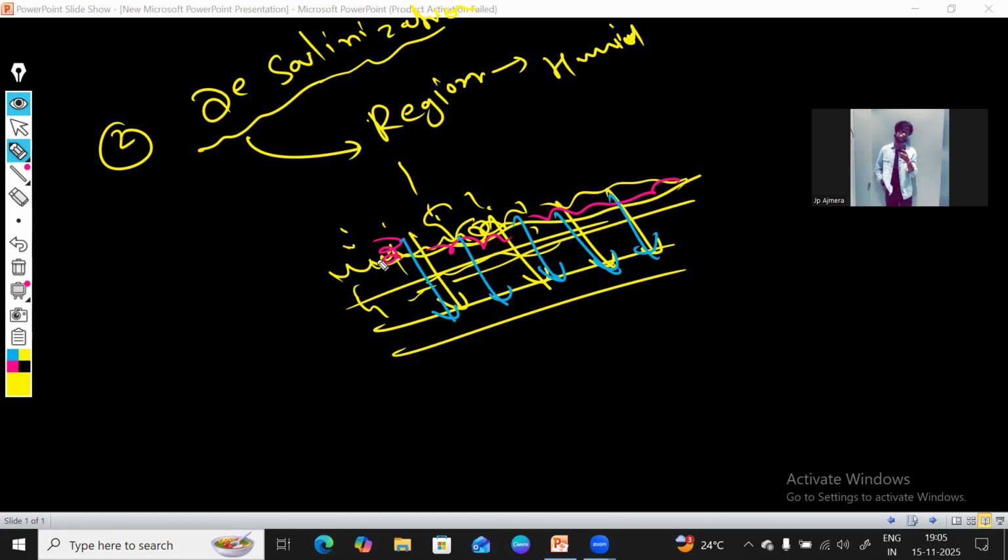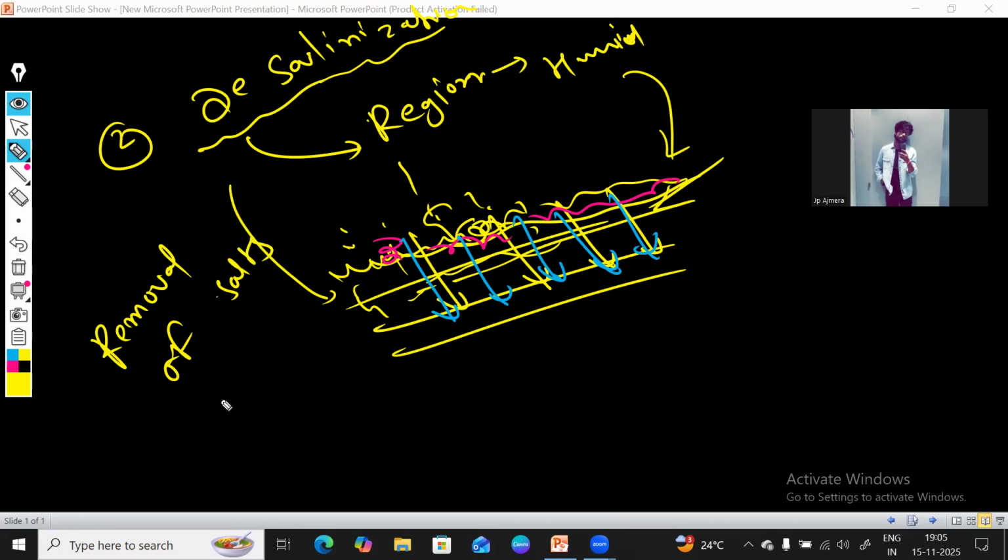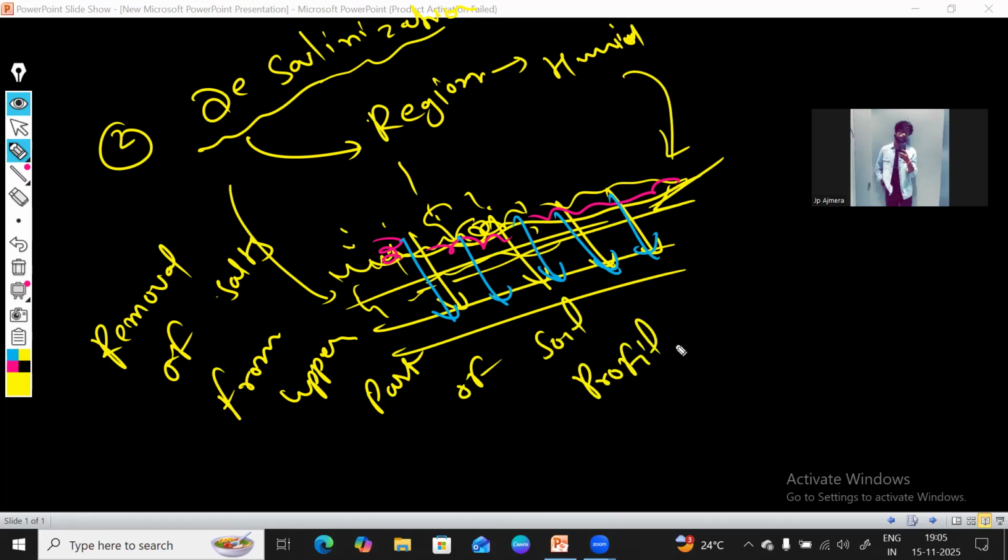So this salt will go deep down into the soil profile due to water, due to rainfall. This process is known as desalinization. How we can write it is: removal of salts from the upper part of the soil profile. This is known as desalinization, removal of salt from the soil profile.